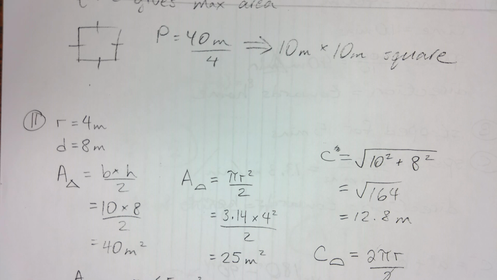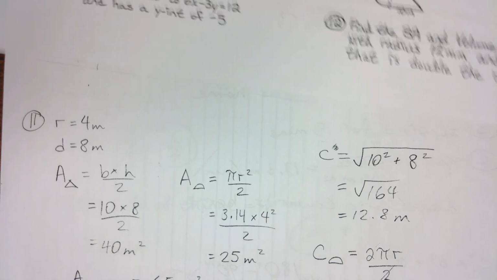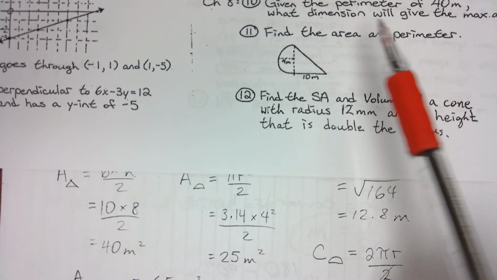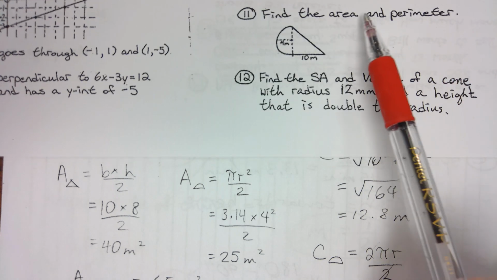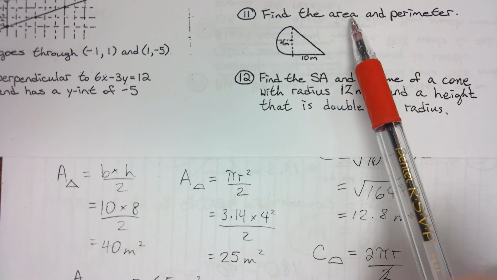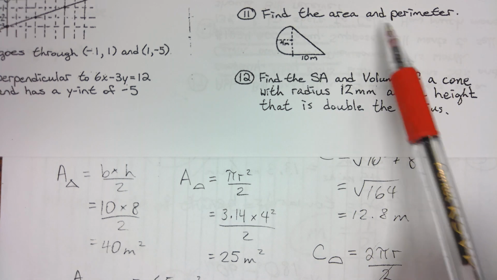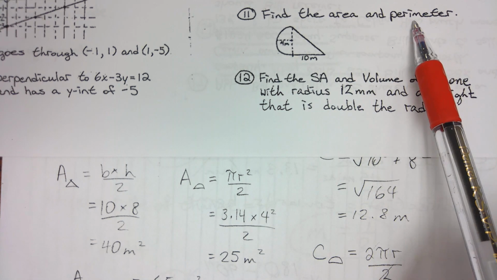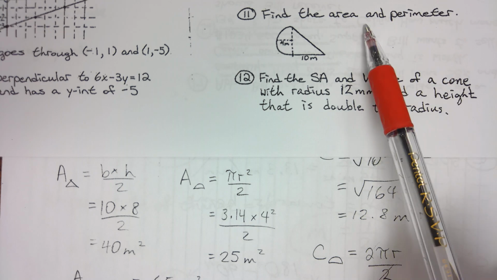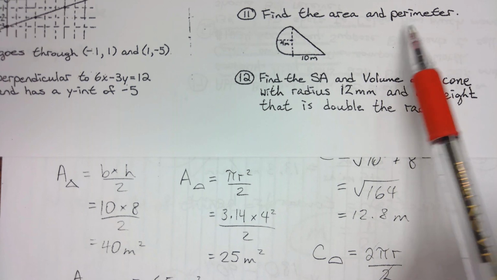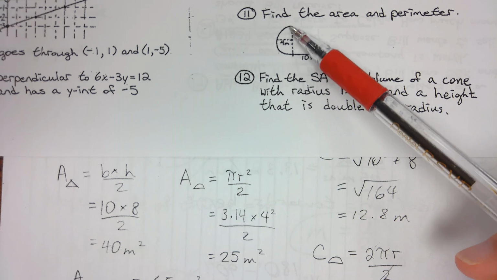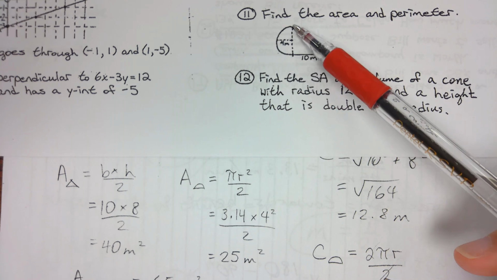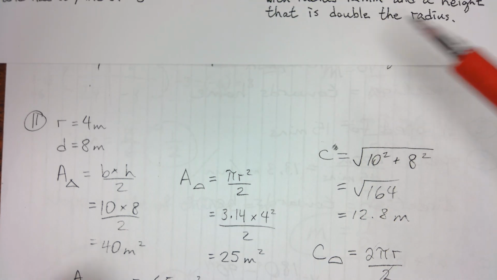All right. Number 11, find the area and perimeter. So on the exam, if it asks you for area and perimeter, please make sure you do both, because if this question, for example, is out of 6, then this is out of 3, this is out of 3. I've seen people in the past lose a couple of marks, not because they don't know how to do it, but because they didn't read the question. There were 2 parts.